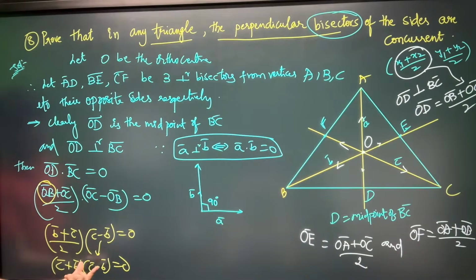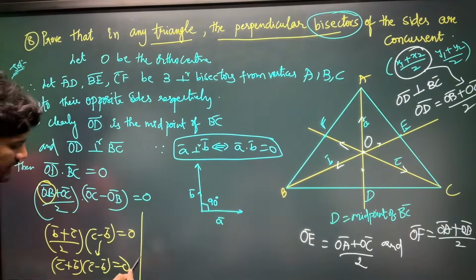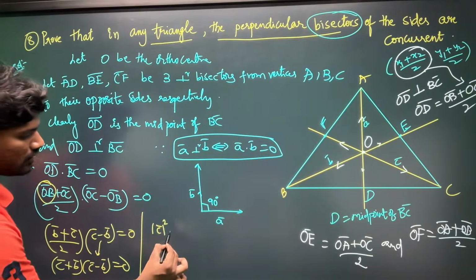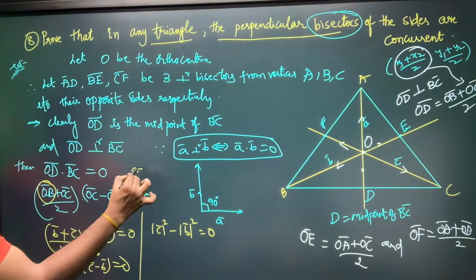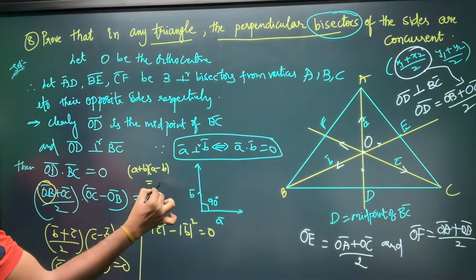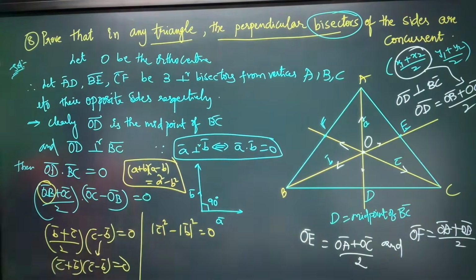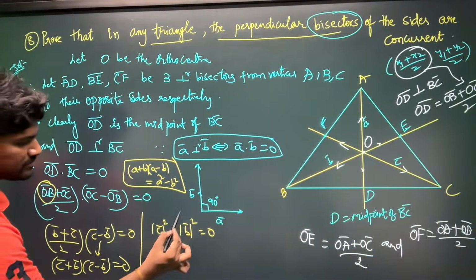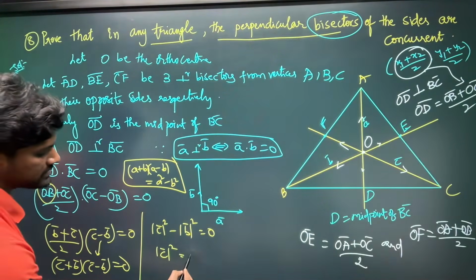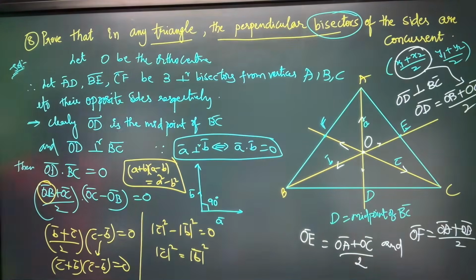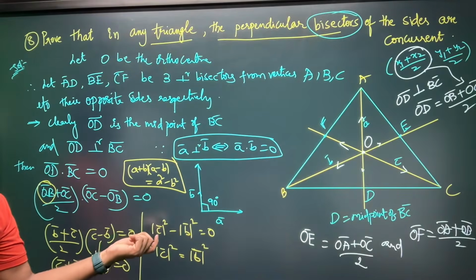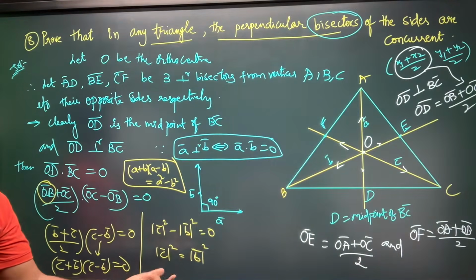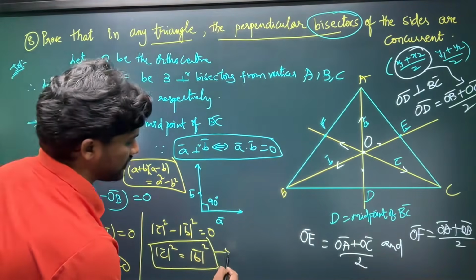A plus B into A minus B equals A square minus B square. Here A is mod C whole square minus B, that is, B square, equal to 0. By using this formula, I am writing that condition. Now send the minus B square value to the RHS. So mod C square is equal to mod B square. Please remember, whenever you square a vector, apply that square as a modulus. Mod C square is equal to mod B square. Take it as equation number 1.